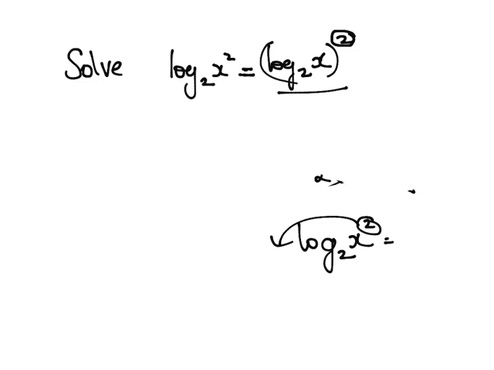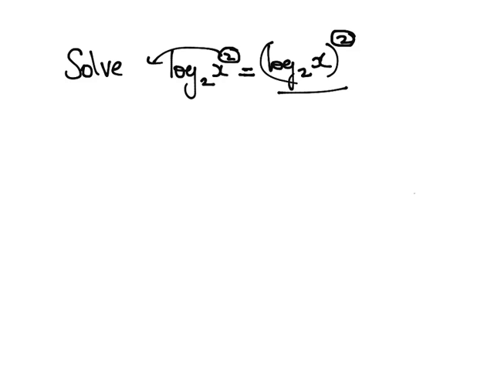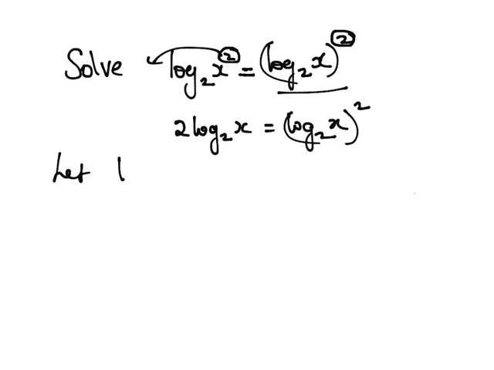So how do we do this? Very simple. I'll use substitution. But before that, I will bring the 2 in front. So I'll get 2 log x to the base 2 equal to log x to the base 2 the whole square. Then I'll take this log x to the base 2 as, let's say, some a.